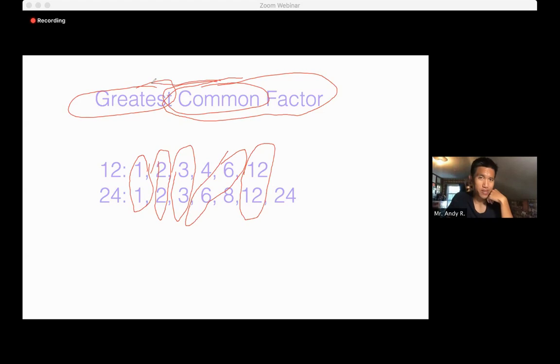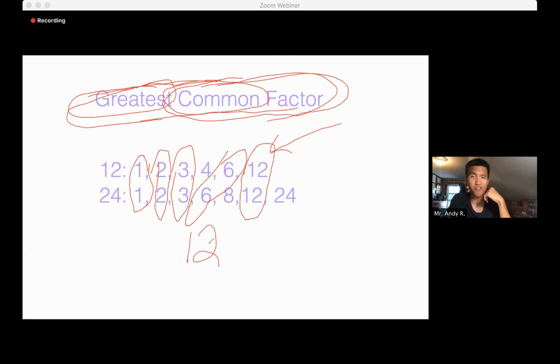Okay, so what is, all together, the greatest common factor now? Yeah, the greatest common factor has to be the greatest out of all the common factors. So the highest out of all the numbers I just circled. So the 12 is the highest, right? So 12 is the greatest common factor here.